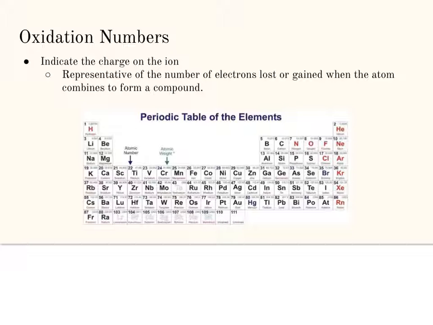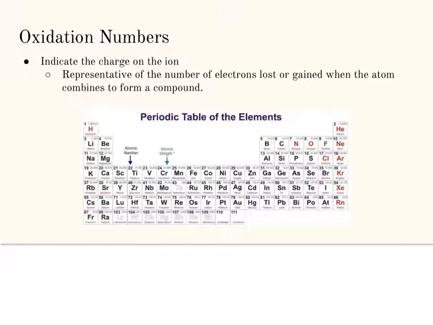So those atoms that lose electrons to get to a full outer shell are going to have positive oxidation numbers, and those atoms that gain electrons to get a full outer shell are going to have negative oxidation numbers. There is a pattern on the periodic table to determine the oxidation numbers for various elements.